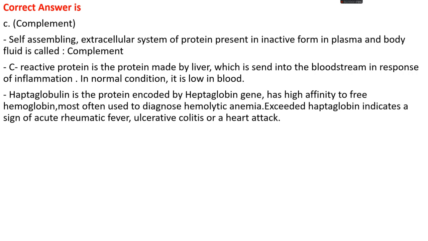While haptoglobin is a protein that is encoded by the haptoglobin gene and which has a high affinity to free hemoglobin and is most often used to diagnose hemolytic anemia. Exceeding haptoglobin indicates a sign of acute rheumatic fever, ulcerative colitis or a heart attack.